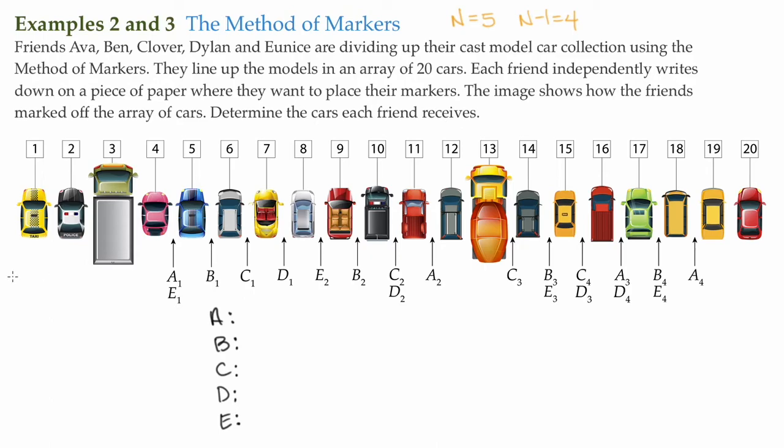Starting from the leftmost and going over, we're going to go to the first marker. And here we come across both Ava and Eunice have set their markers at the same spot. So what happens is we've come across a tie. And when we come across a tie, a decision has to be made to break the tie.